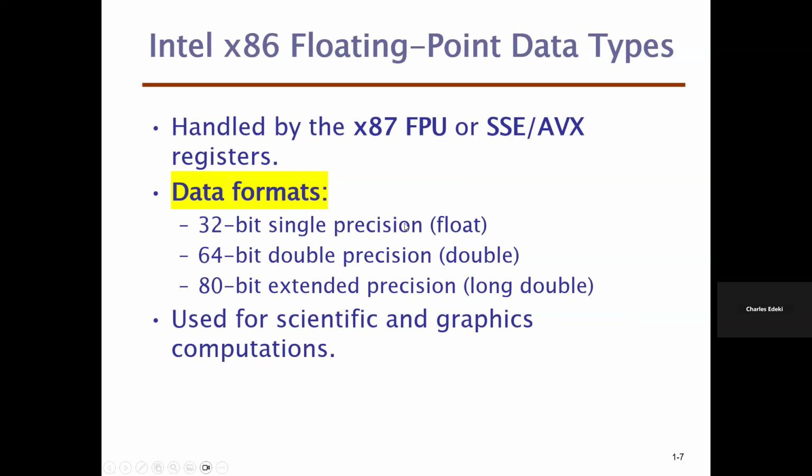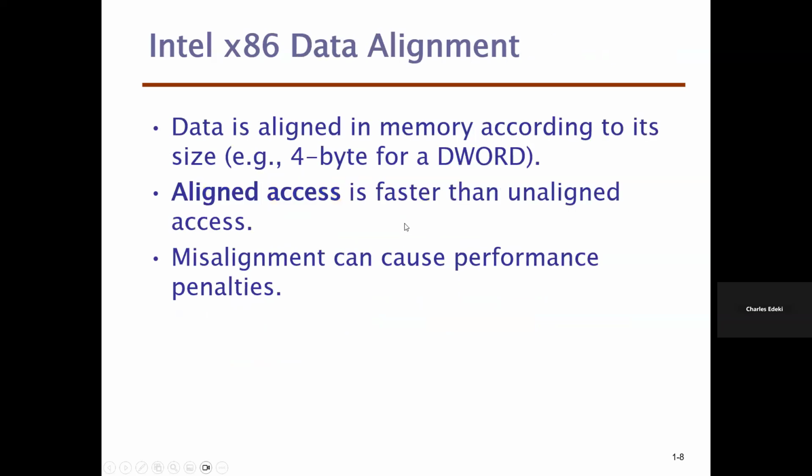Again, we're still on Intel x86. So, data alignment with Intel x86. Here we say it refers to how data is arranged in memory according to its size. Typical alignment rules would be, let's say, for a byte, there's no alignment restriction. Then we have a word, which is 2 bytes, and you have a 2-byte boundary. The DW also, the 4 bytes, so you have a 4-byte boundary. Then we have QW also.